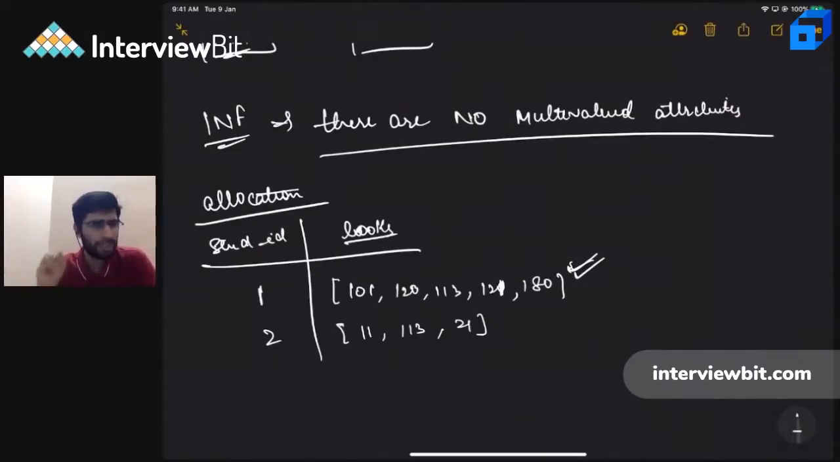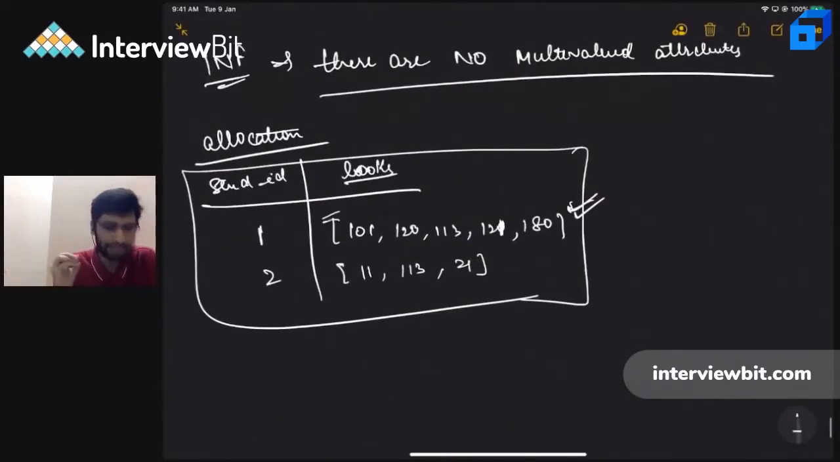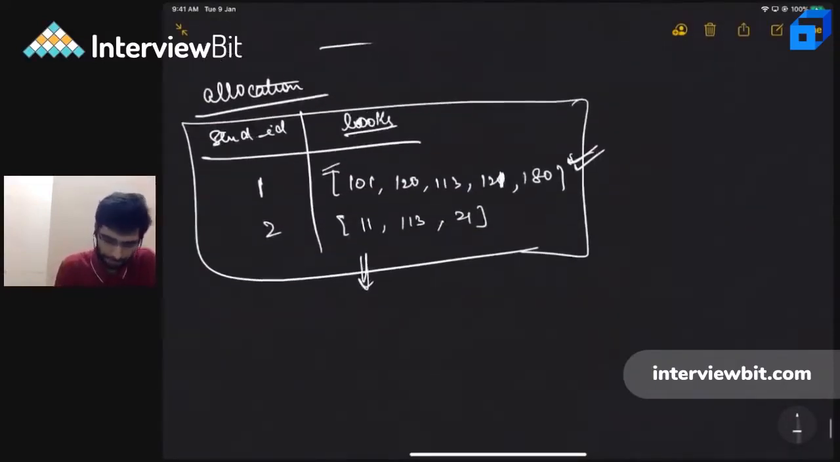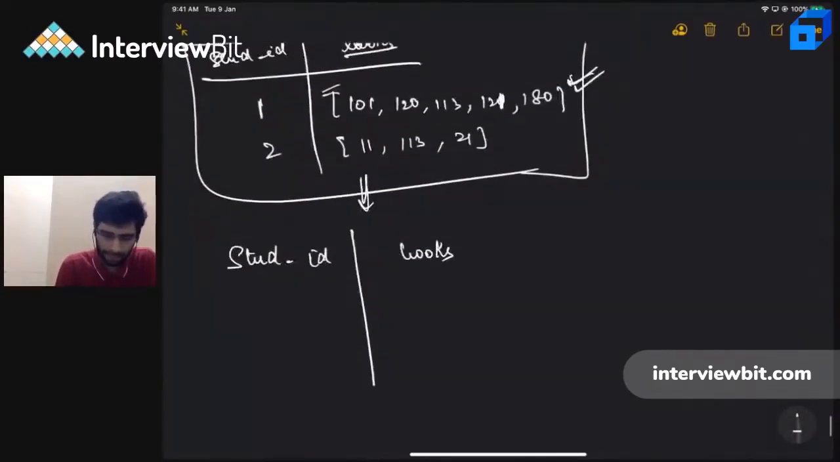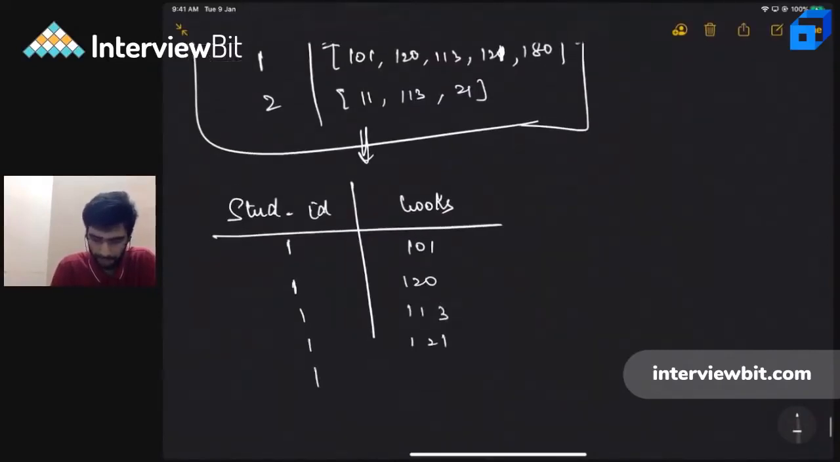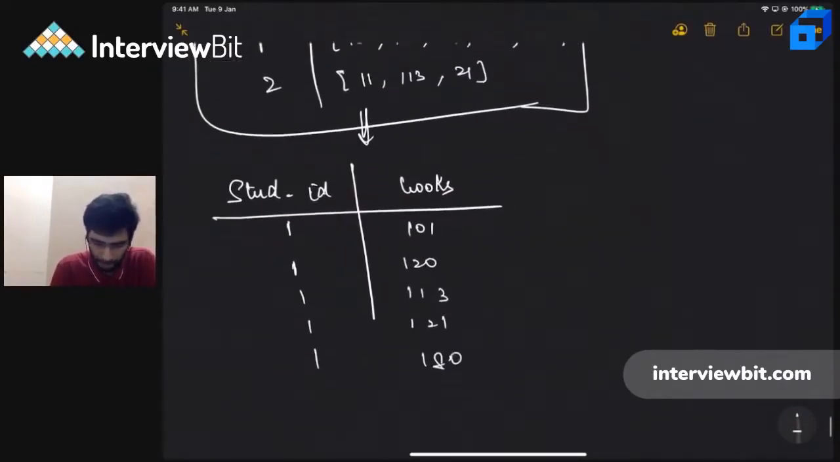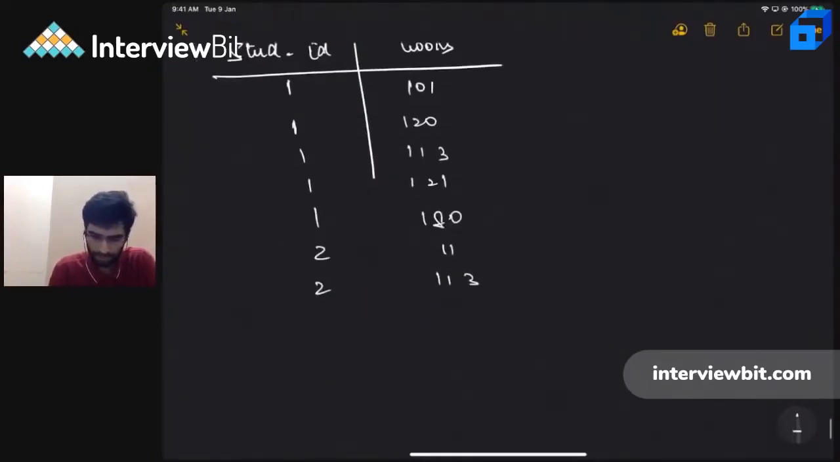So how will we convert this data into 1NF form? We can change this data into 1NF form by splitting it like this. Student ID and books: 1 has 101, 1 has 120, 1 has 113, 1 has 121, and 1 has 180. Similarly, 2 has 11, 2 has 113, and 2 has 21.